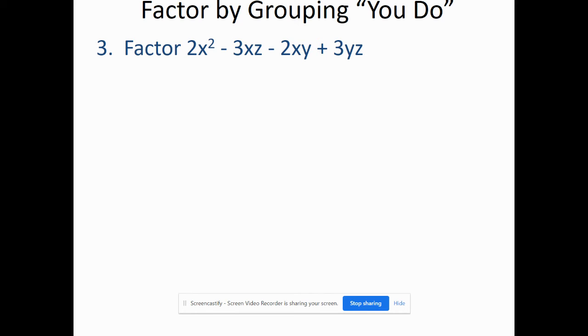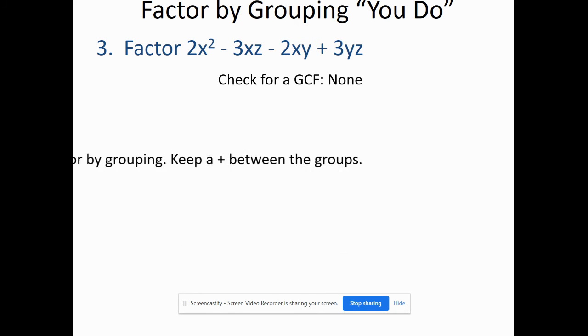All right, so first you're going to check for GCF. I have 2's and 3's and X's and Z's and Y's. I don't have an X all the way through. I don't have a Z all the way through, and I don't have a Y all the way through. 2 and 3 do not have a common factor other than 1, so it's not an option at this point. So we are going to factor by grouping after we check for that GCF.